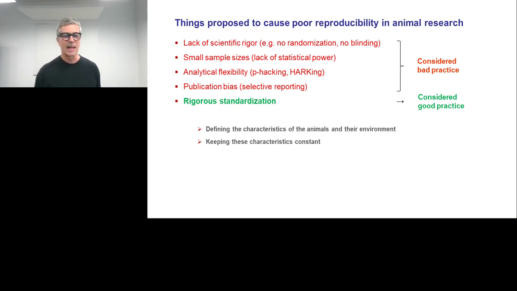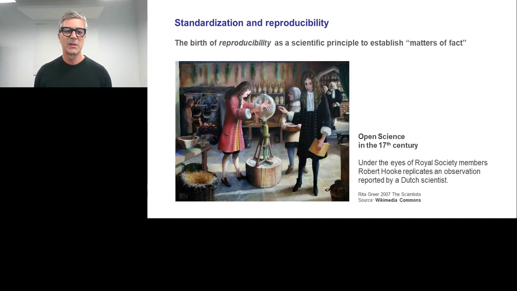Now, if we want to understand why this could potentially be a problem for reproducibility, we first need to go back in history by about 350 years to the birth of reproducibility as a scientific principle to establish matters of fact. Back in the 17th century, the Royal Society decided that in order to distinguish between anecdotes reported by scientists and robust scientific evidence, they needed some kind of quality control. The measure they took was that, from then on, in order for a result to be accepted as scientific evidence, it needed to be replicated by an independent laboratory.